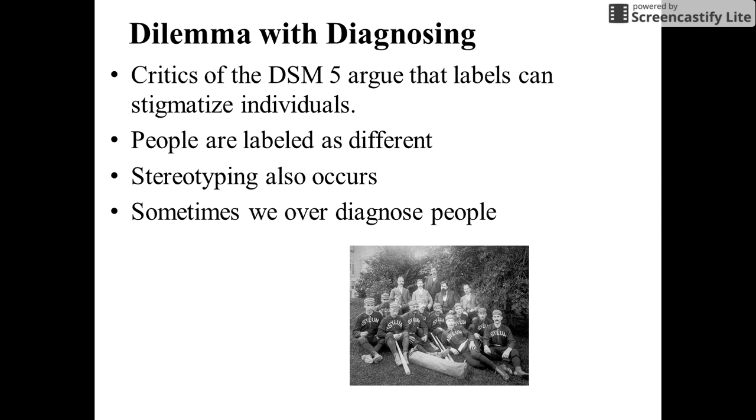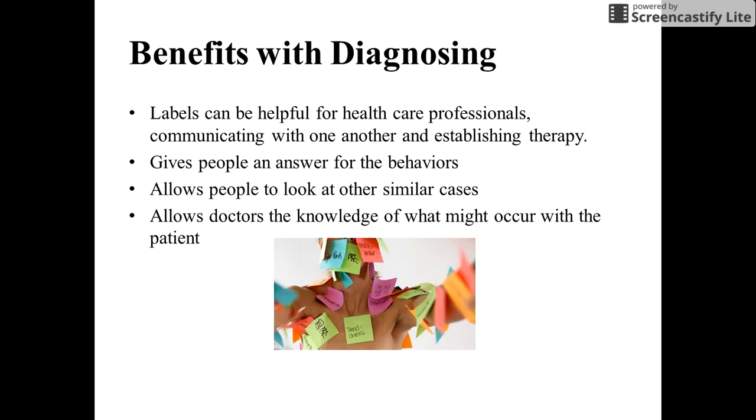There are some dilemmas with diagnosing an individual with a specific disorder, whether it's OCD or bipolar depression. Critics of the DSM argue that labels can stigmatize individuals, and we'll talk a little bit about what it's like to be stigmatized in class. People are often labeled as different, and this can impact their attitude and thought process, making them feel they are not good enough. It could also lead to stereotyping individuals, and sometimes now that we have a label, we could overdiagnose individuals.